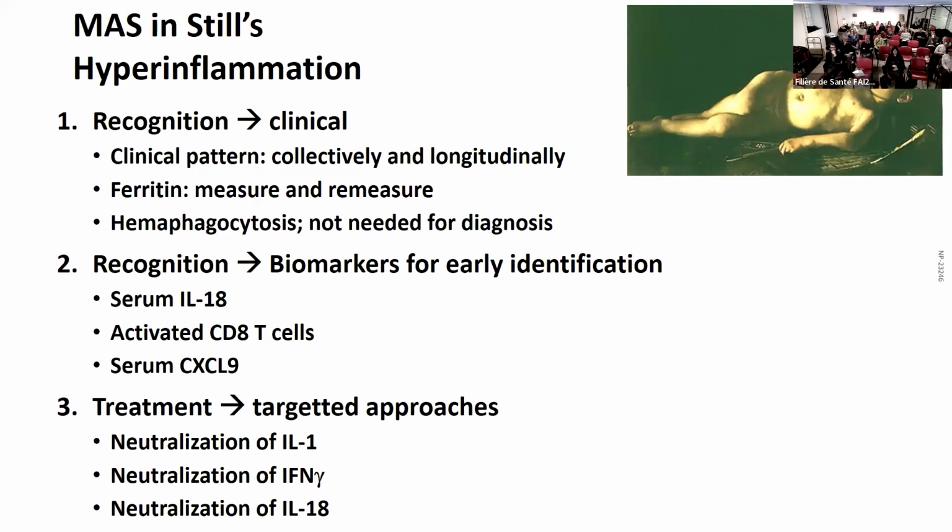So this is my summary. Clinical, think about the pattern, ferritin measure and remeasure, hemophagocytosis not needed. That name is wrong. Nosography, nosology. That name is wrong, and we can't change it, apparently. Recognition, biomarkers for early identification, activated CD8 and serum CXCL9 in the context of Still's, then IL-18 is useful, and targeted treatment approach. And I did not on purpose talk about JAK inhibitor, which we can discuss, IL-1, interferon gamma and IL-18.